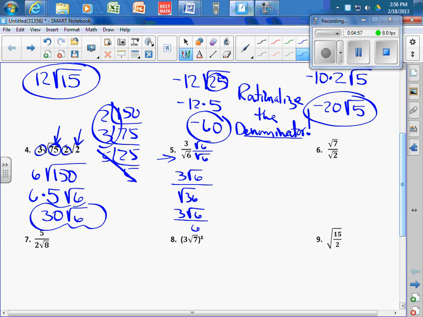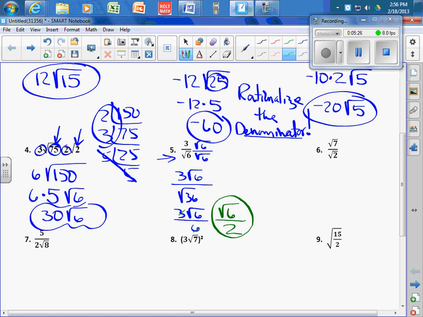Now, the only thing here is we need to always reduce fractions. Any numbers outside the fraction can be reduced, so that would be radical 6 over 2. There's your final answer. In number 6, again, we need to rationalize the denominator. Try to reduce fractions first. Try to simplify any radicals that you can first. Radical 7 doesn't get reduced.